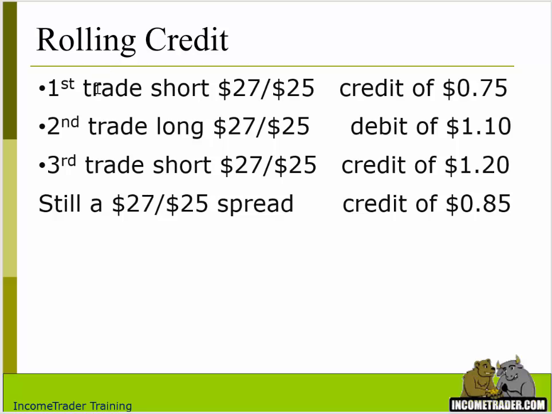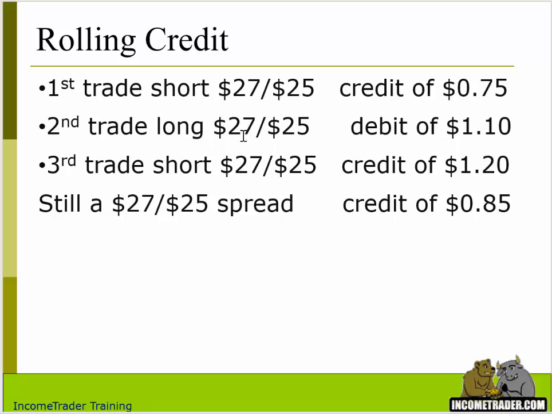This is called a rolling credit. Our first trade, we entered the bullish credit spread, bull put spread. We sold the 27 put, bought the 25 put, $2 on margin, but we received a 75-cent credit. That's great. Now the second trade, the stock broke through support and was headed down, but it wasn't headed down enough. It hit a lower support, got a bullish indicator. You think it's headed right back up.